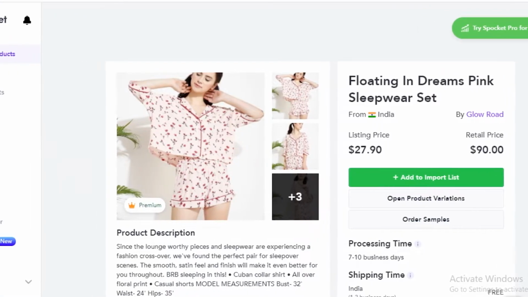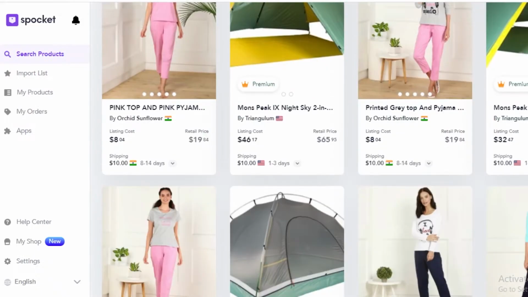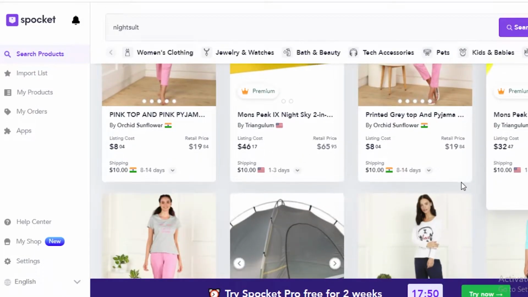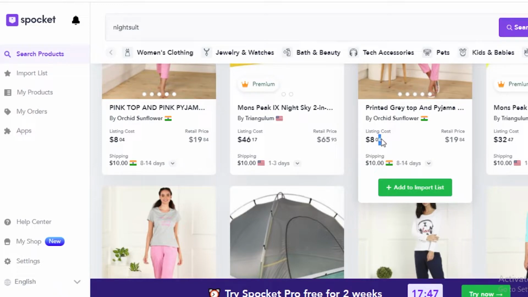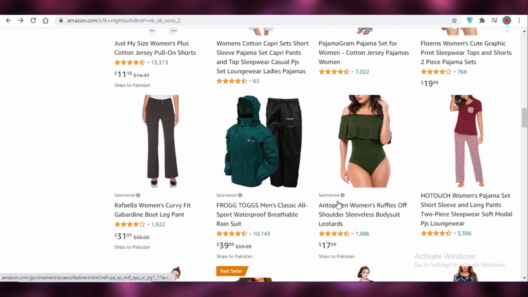You're going to click on search products. Now you're going to enter keywords here. So I'm just going to enter night suit and I'm going to search. Now you can see I have better results and the prices are actually realistic. So these are for $8 and their expected retail is $19. And compare that to Amazon listings and they are pretty accurate.